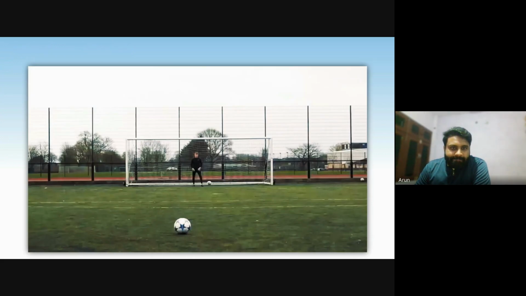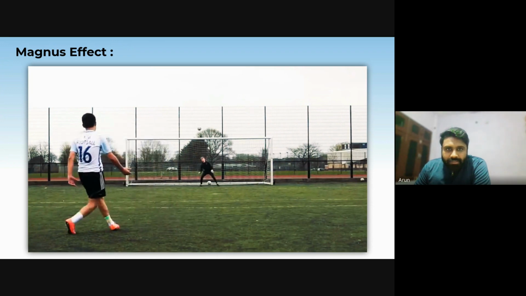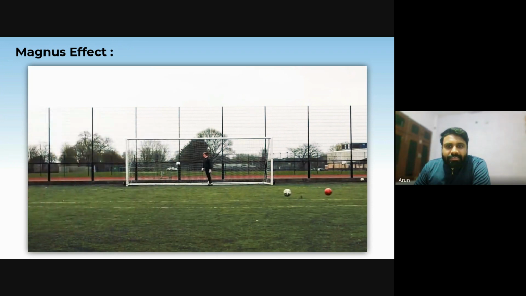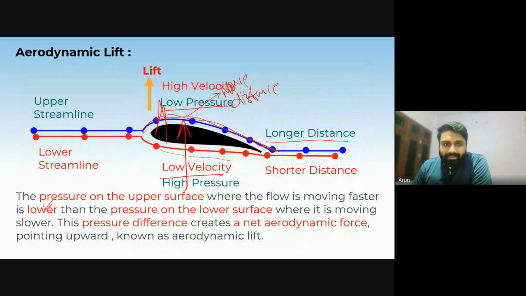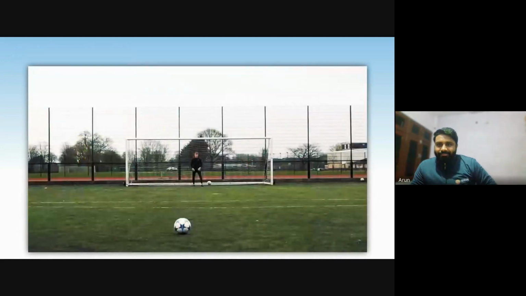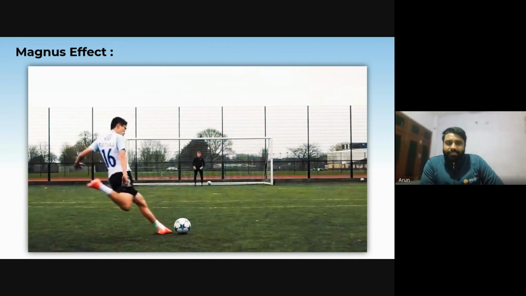Now, see in this example, this is the example for the Magnus effect. After that, we will discuss the Magnus effect. Look, what is happening in this case? Again, should we play the video once again? Yes. So let's do it once again.